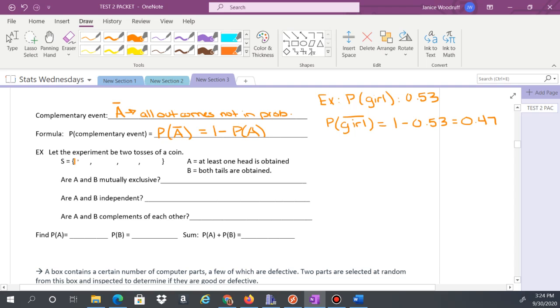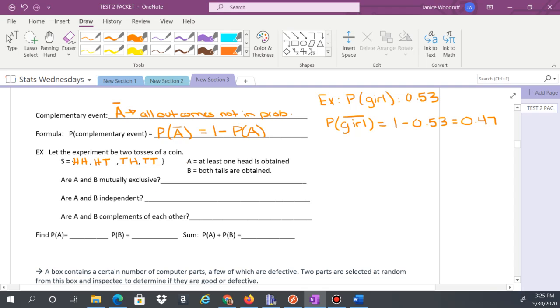So you could get a heads on the first toss, and then get heads again. You could get heads on the first toss, and then tails on the second toss. You could get tails on the first, heads on the second, or you get tails and tails. Okay, those are the only 4 ways that this could shake out. I'm tossing it twice. There's only 2 options each time.